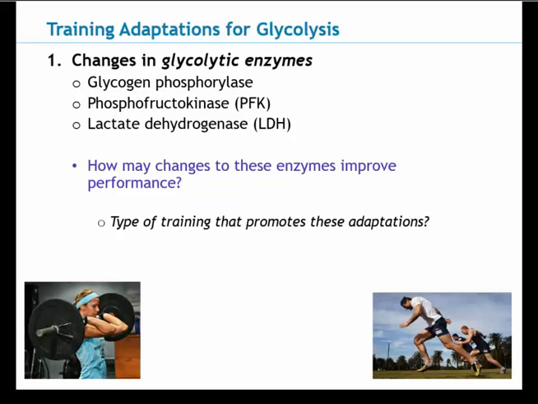So changes have been shown with resistance training, sprint training, and some types of endurance training. The results are mixed, and it depends on the specific features of the training program, such as how intense the workout was, what the volume of the workout was, and the duration of the workout. So basically all types of training may influence changes to glycolytic enzymes. It just depends on the intensity, duration, and the volume.